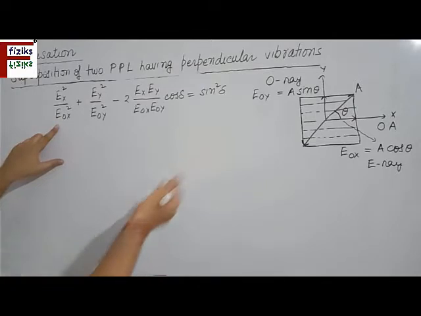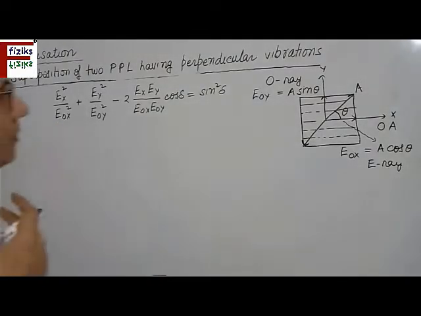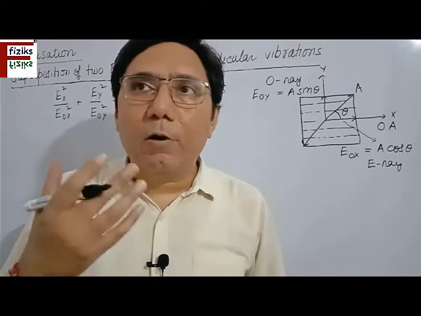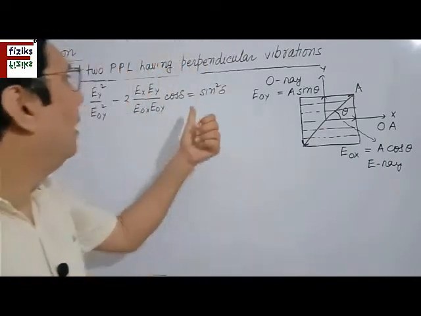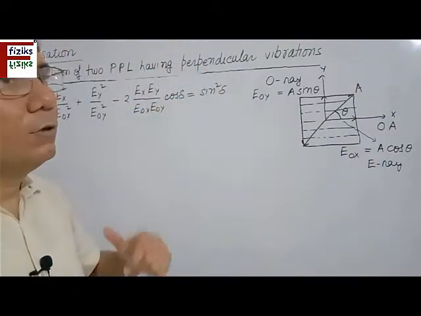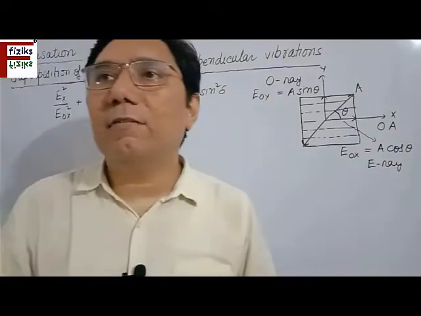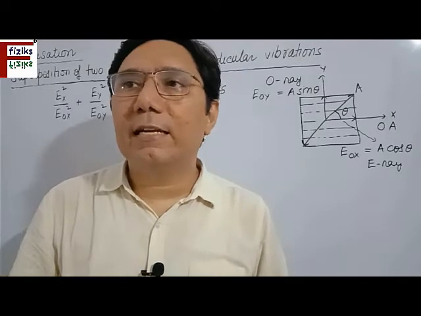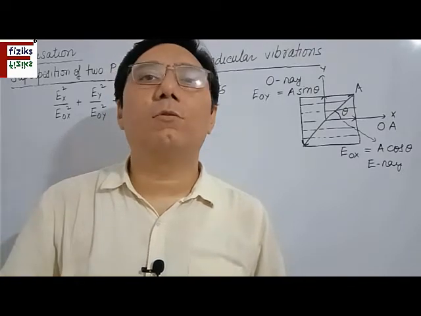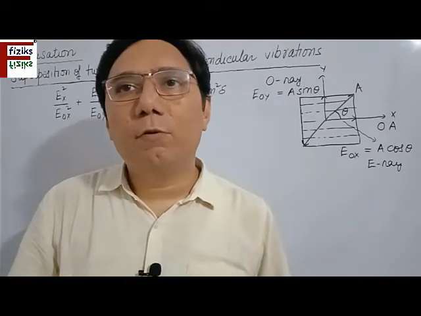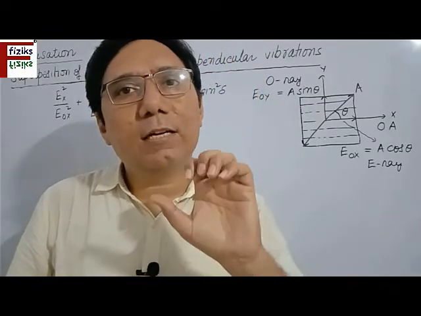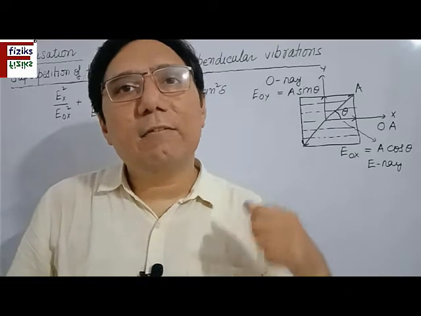So on the emergent side, in general we will have an ellipse, but the shape of this ellipse will depend upon this delta. So by choosing different delta values, I have discussed 4 cases with you. In the first case, we choose delta equal to 0, 2 pi, 4 pi, 6 pi. You should remember in your mind all these 4 cases, and 3 more cases I will discuss today.